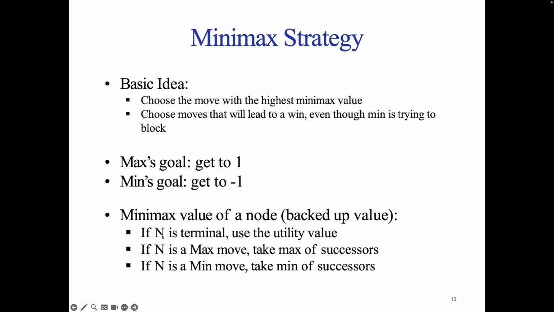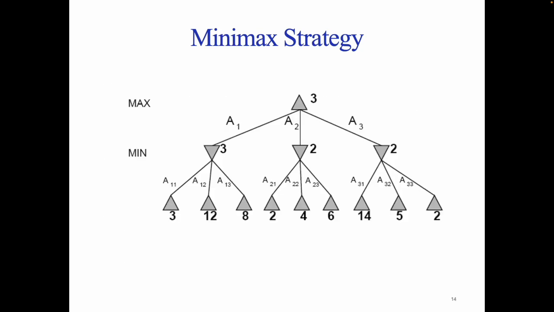So if n is terminal, we use the utility value. It means that the game is over, we reach the final state, and then we can return the utility value, right? If we have not reached the last step yet, it's either min's move or max's move. If it is a max move, then take the maximum of successors, because max wants to maximize his chance of winning, so it takes the maximum of all possible states. And if it is min's move, it's always trying to minimize everything, so it gets the minimum of all the possible values in its successors.